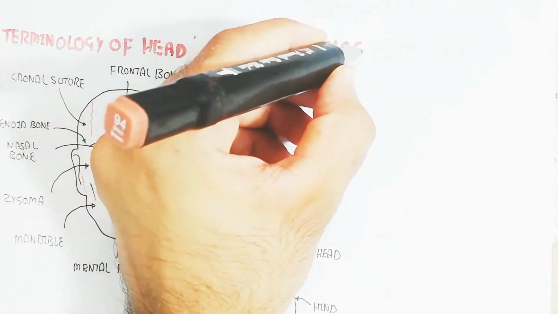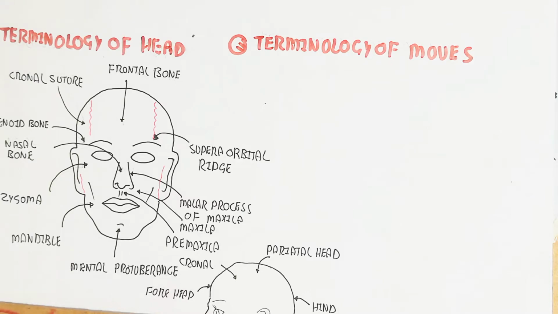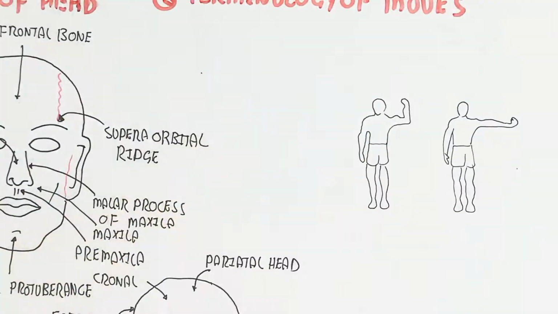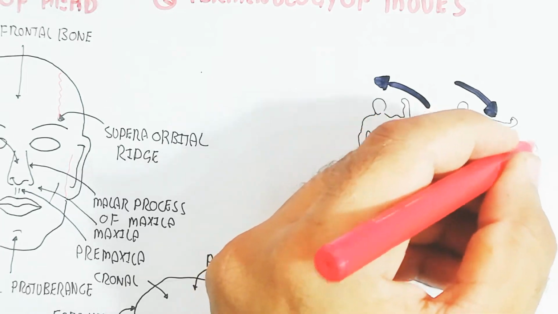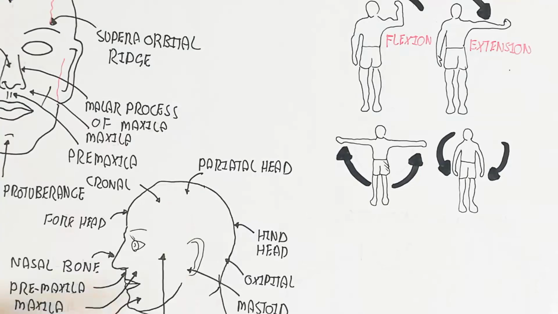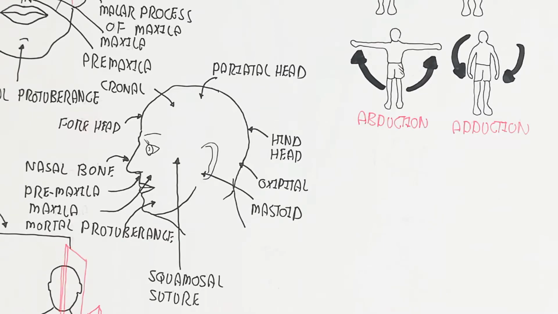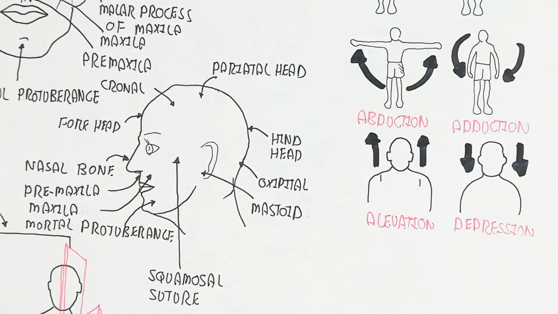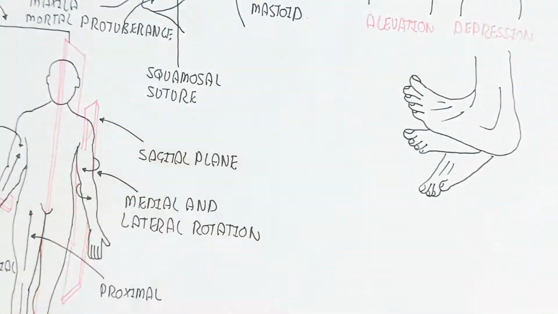Let's begin to understand the terminology of movements. I am drawing it; the terminology for movements is simple to understand, because I am not going into detail. This is flexion. Flexion means contraction, but relaxation of the muscle is extension. On the other hand, there are abduction and adduction. This is the elevation and depression of the head. Elevation is when we move the head up.